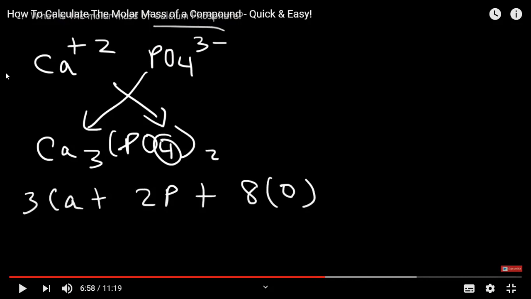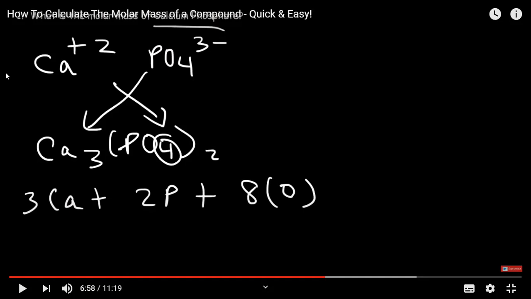Ca3, so 3 calcium atoms, plus (PO4)2. This 2 acts as math, times what is inside the brackets. So you have 1 phosphorus atom. So it will be 2 times 1 phosphorus equals 2 P, plus 2 times 4 oxygen atoms. 2 times 4 equals 8. So it has 8 oxygen atoms. Finally, we have 3 calcium atoms plus 2 phosphorus atoms plus 8 oxygen atoms.